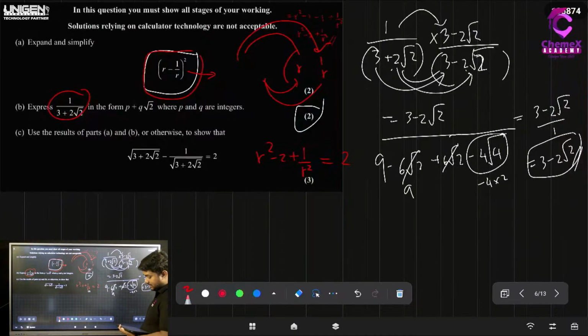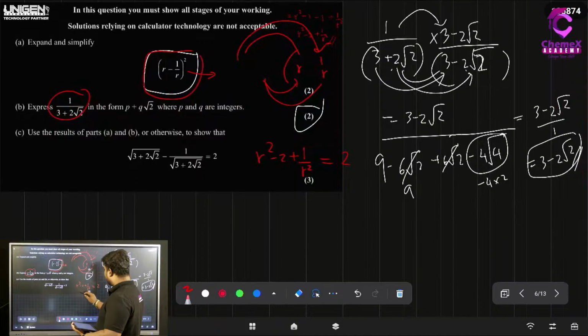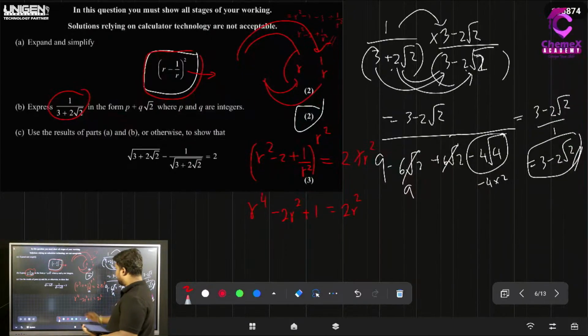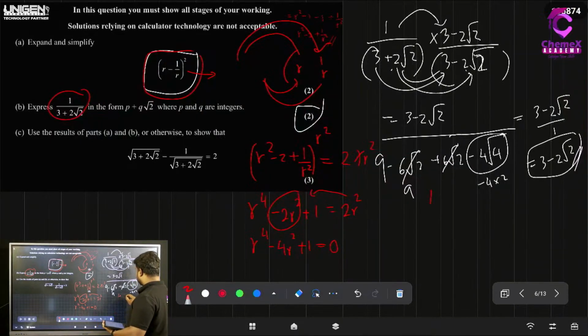So then I can multiply everything by r squared, both sides. Then I get r to the power 4 minus 2r squared plus 1 equals 2r squared. If I take it to one side, r to the 4 minus 2r squared and minus 2r squared again, minus 4r squared plus 1 equals 0. Now you need to solve it. Let r squared be y, so then you get y squared minus 4y plus 1 equals 0.